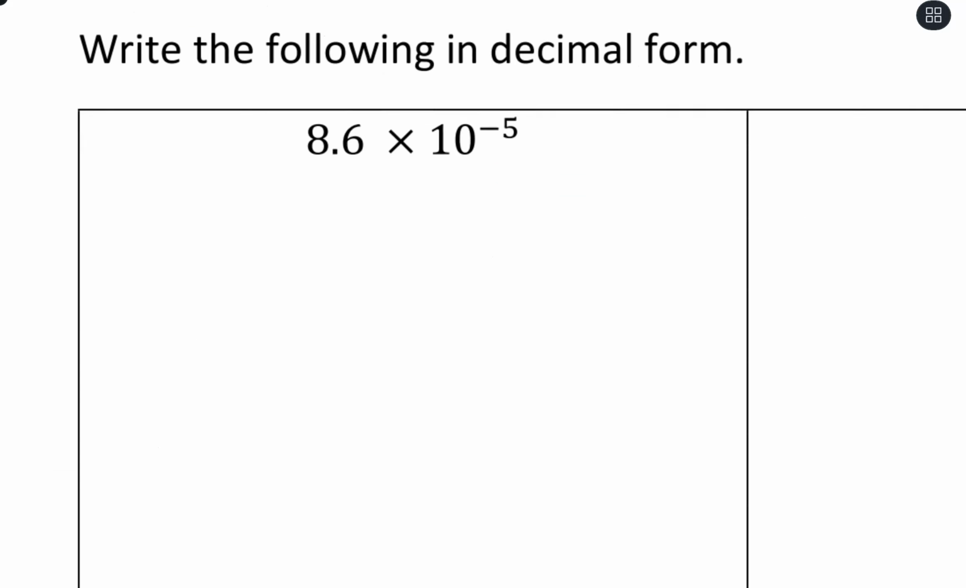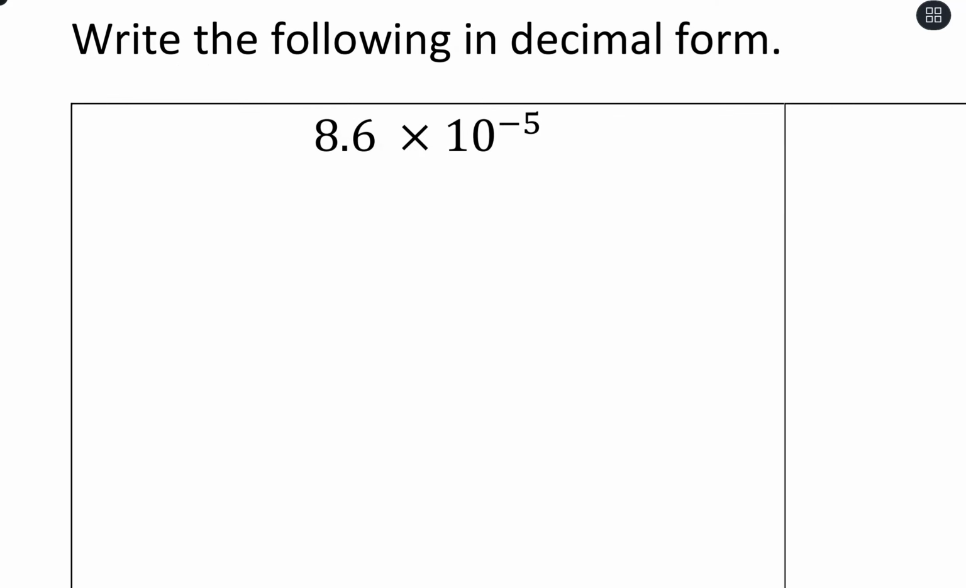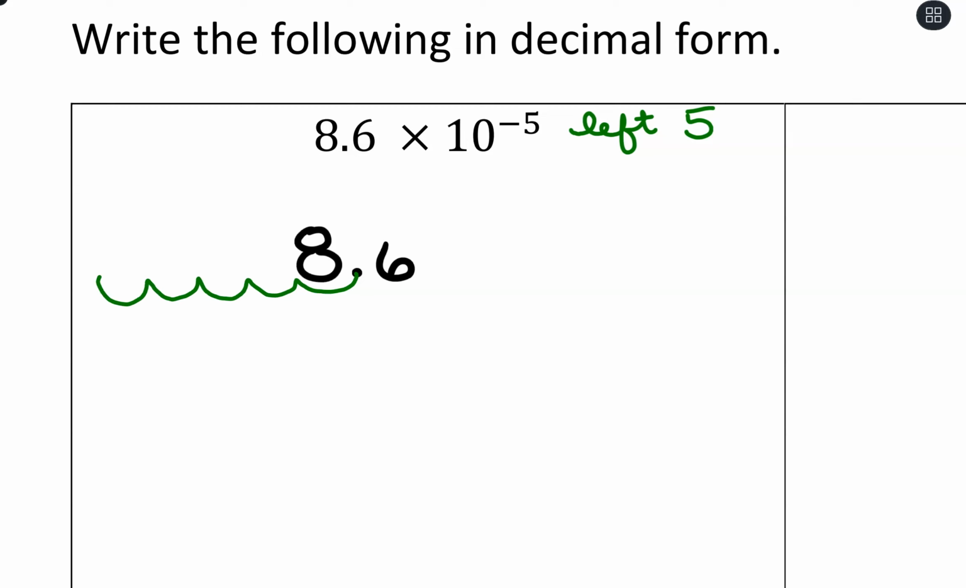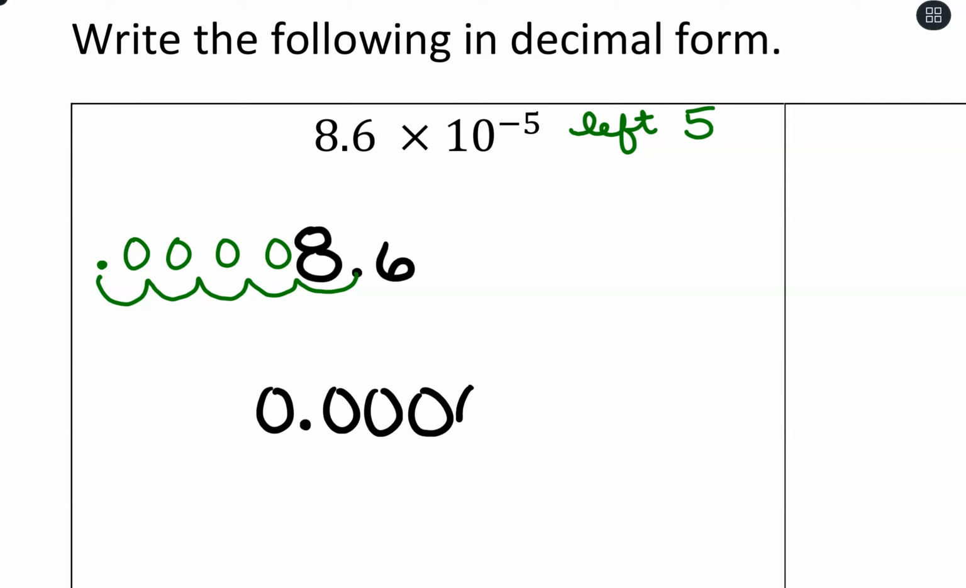Now let's talk about changing to decimal form. So I'm starting with my 8.6. And what this is telling me to do with that negative 5 is I'm going to be moving to the left 5. So I'm going to go 1, 2, 3, 4, 5. That's where my decimal is going to end up, and any blank spots are going to be filled in with zeros. So this is going to be 0 point, and I'm going to have 4 zeros and an 8, 6.